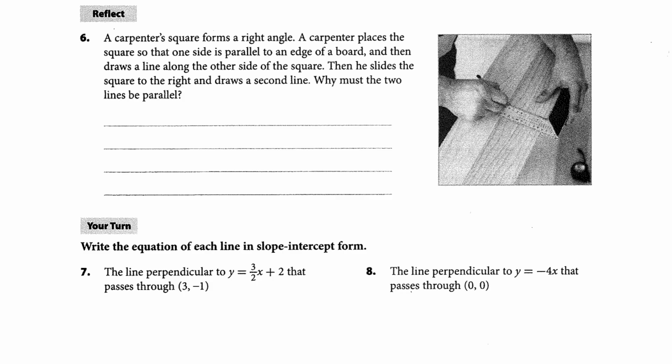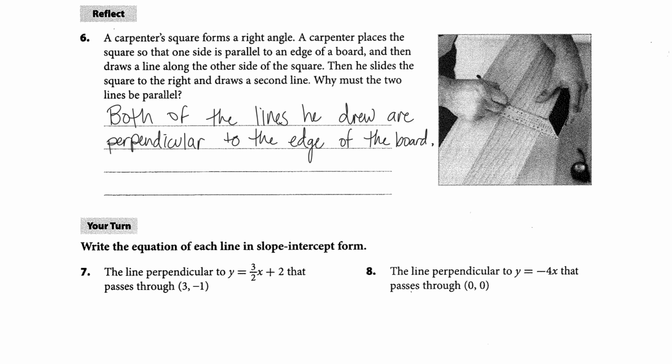A carpenter's square forms a right angle. A carpenter places the square so that one side is parallel to an edge of a board, and then draws a line along the other side of the square. Then he slides the square to the right and draws a second line. Why must the two lines be parallel? Both of the lines he draws are perpendicular to the edge of the board.